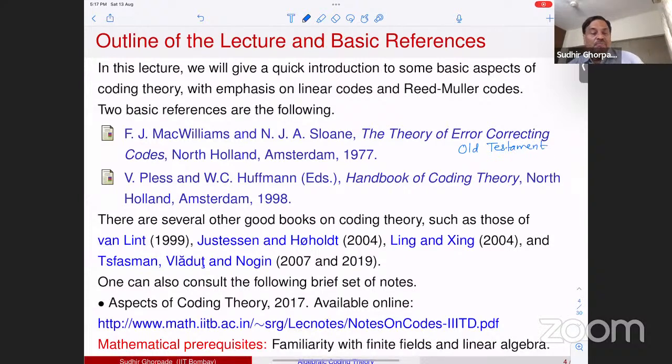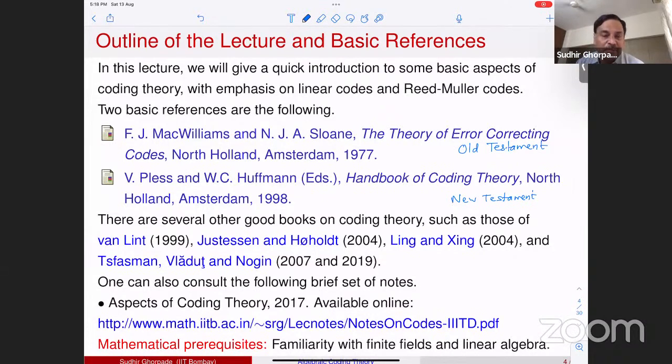And then there is a newer book, which is called Handbook of Coding Theory, which is actually edited by Pless and Huffman. In fact, it has articles by several leading experts on various aspects of coding theory, beginning with an introduction. So if that was about 800 pages, this handbook is, I think, over 2000 pages. So sometimes I call it the New Testament. If you really want to learn about coding theory, then you should read these books.